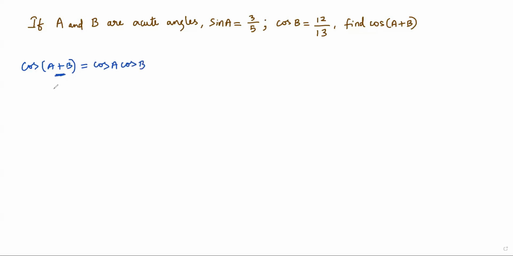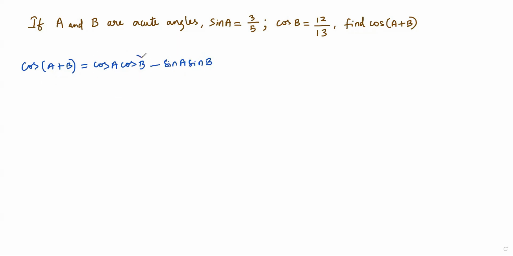So here we have positive. In the sum identity, whenever we have a positive sign for cosine, we have to take negative. Then we have to write sine A times sine B. Okay, this is the identity we have for cosine of A plus B. So here I have to plug in the values for cosine A, cosine B, sine A, and sine B, and simplify to evaluate the value of cosine of A plus B.